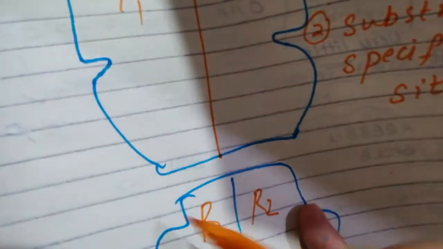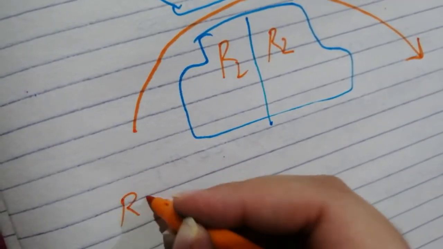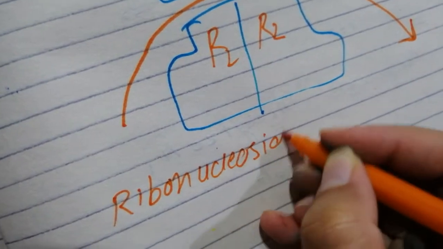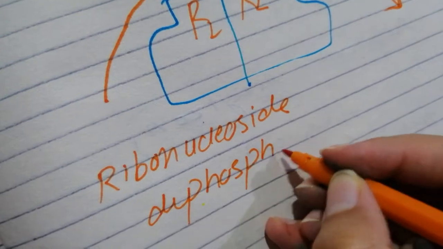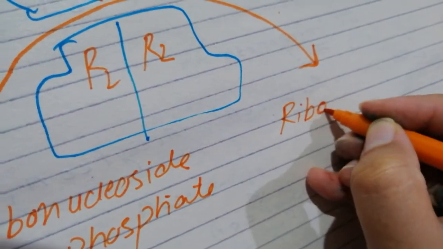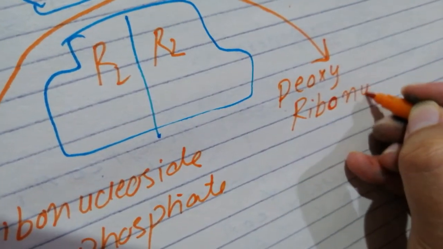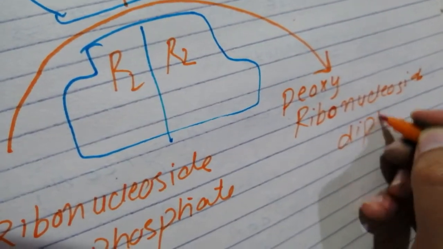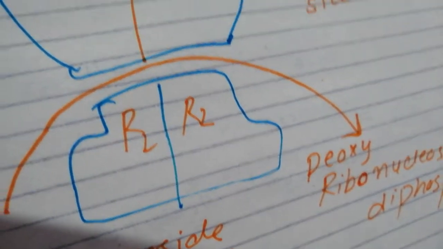And in the diagram, it's shown over here. The activity is shown by using ribonucleoside diphosphate being converted into deoxyribonucleoside diphosphate. So that is a clear representation, one that you will find is hard to forget, of the function of this particular enzyme.